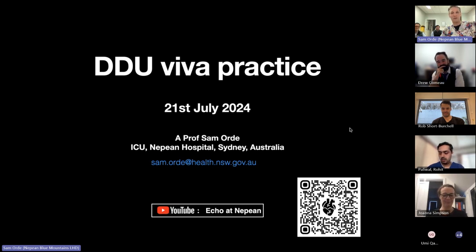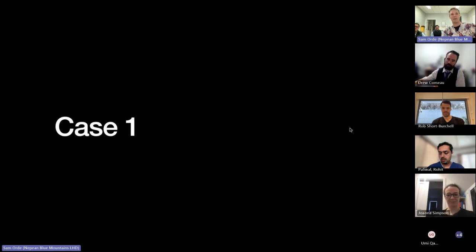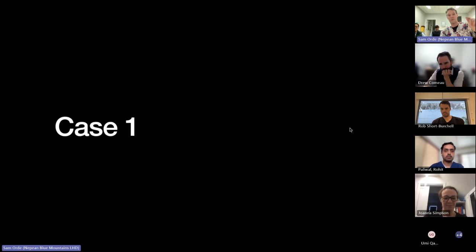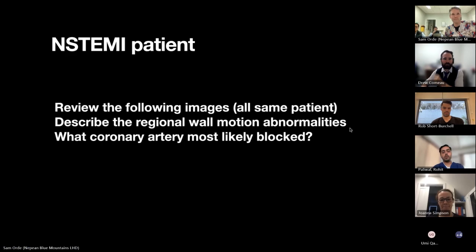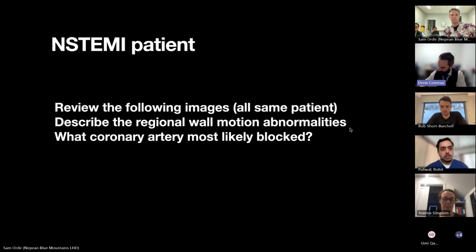Okay, Drew, do you want to kick off first? So case number 1. Everyone, hold it. Rohit's first time. You happy with the way the DDU Vivas work? Do you need me to go through this again? STEMI patient, review the following images. Describe the regional wall motion abnormalities and the coronary artery. Okay. Yep.